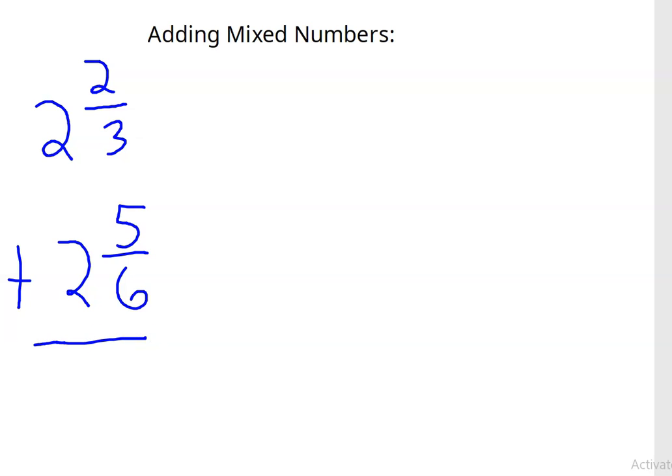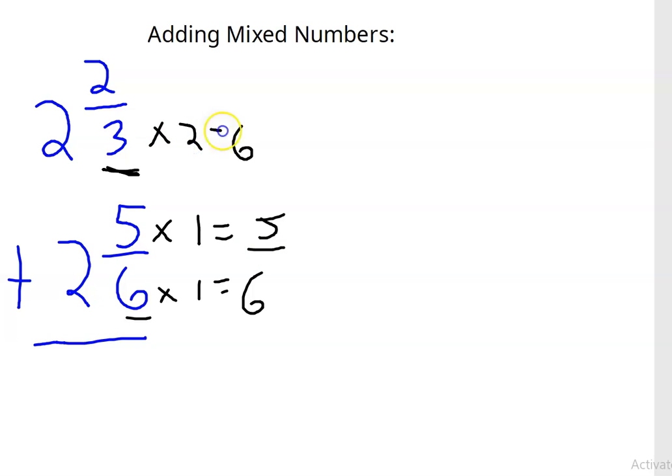All right, hopefully you did it. Let's get started here. So our denominator is 6, and I see my 3 goes into 6, so 6 is my common denominator. Nice and easy, I like when that works out. So 6 times 1 equals 6, 5 times 1 equals 5. So now I have 2 and 5/6. All right, here 3 times 2 is 6, and 2 times 2 equals 4. I'm going to go ahead and add up.